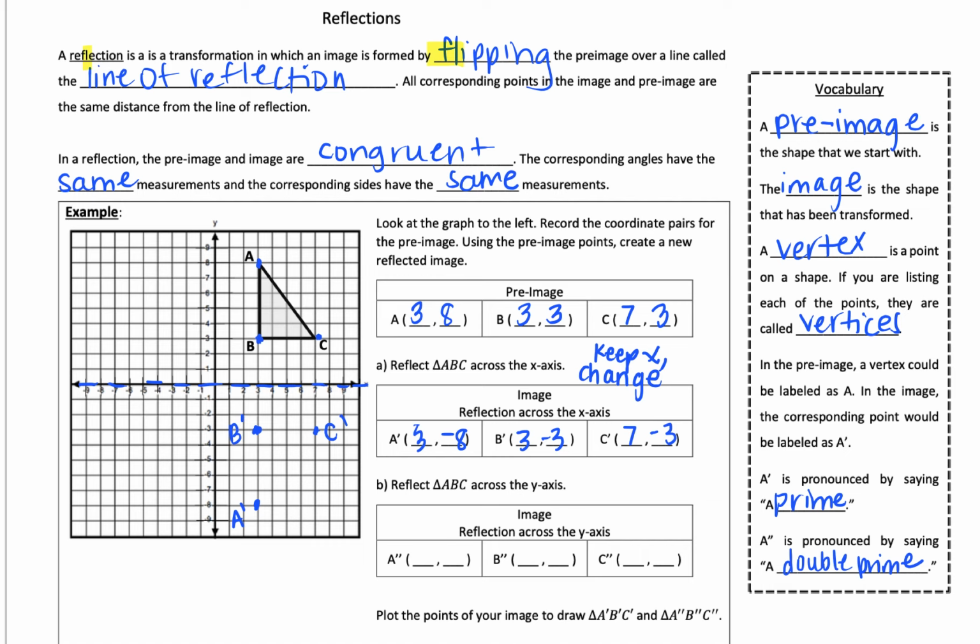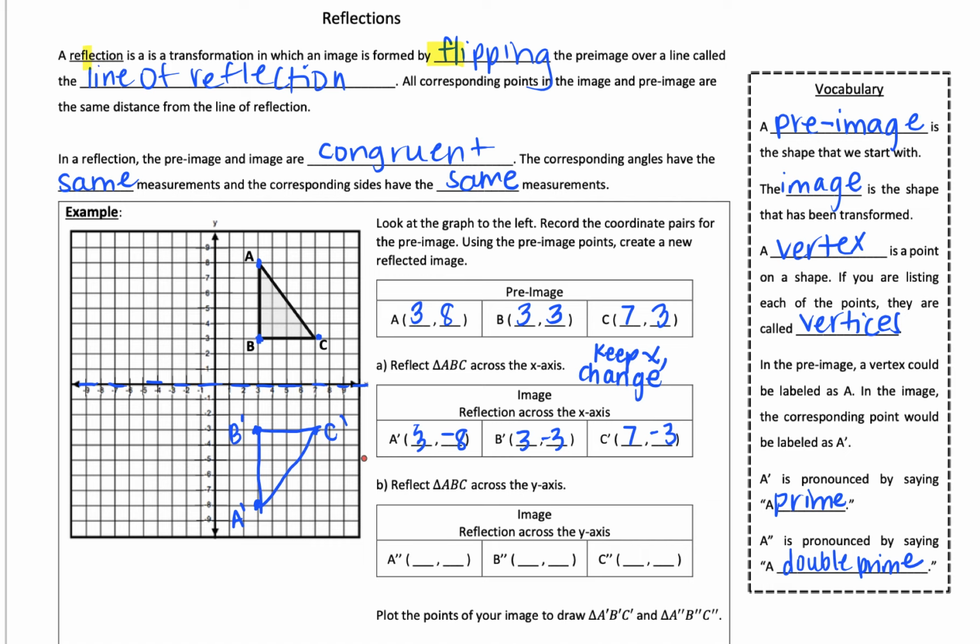Now we're going to look at it differently. We also need to connect our shape here too, just to see it. So you can see that it was flipped across that line. If you had folded a piece of paper over that line, those two shapes would line up exactly.